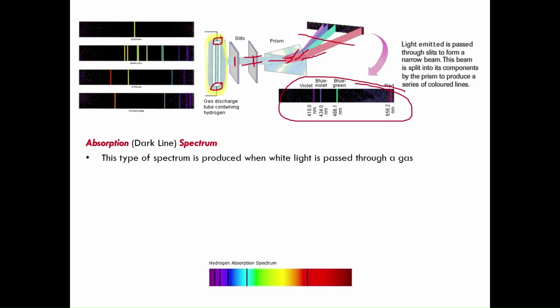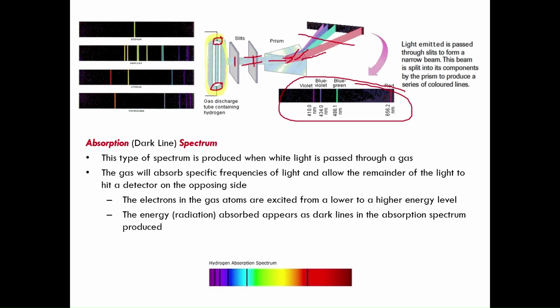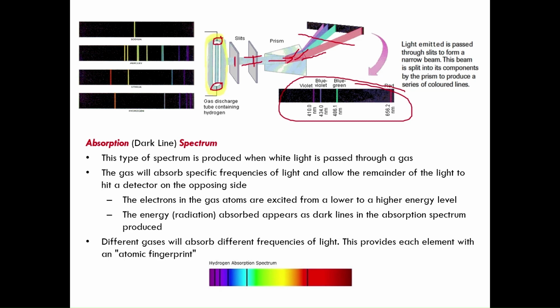So let me just walk you through this really quick. This type of spectra is produced when white light is passed through a gas. The gas will absorb specific frequencies of light and allow the remainder of the light to hit a detector on the opposing side. The electrons in the gas atoms are excited from lower energy state to higher energy state. The energy radiation absorbed appears as dark lines in the absorption spectra produced. So different gases will absorb different frequencies of light. This provides each element with an atomic fingerprint.